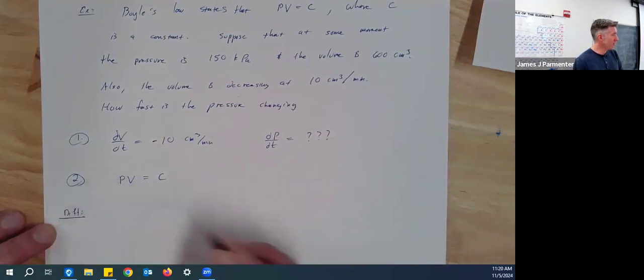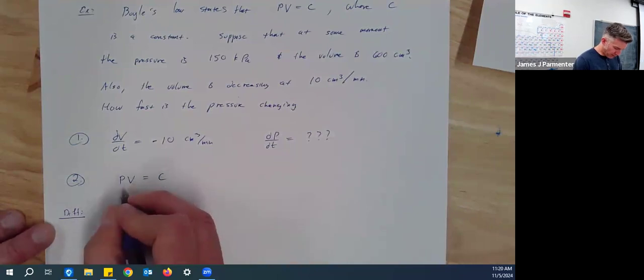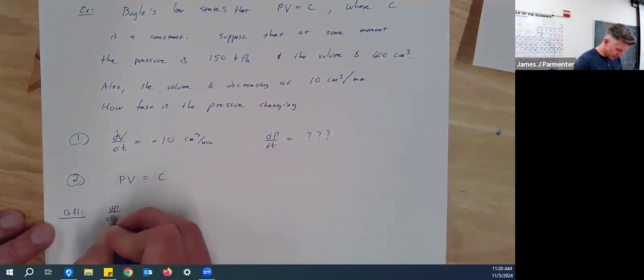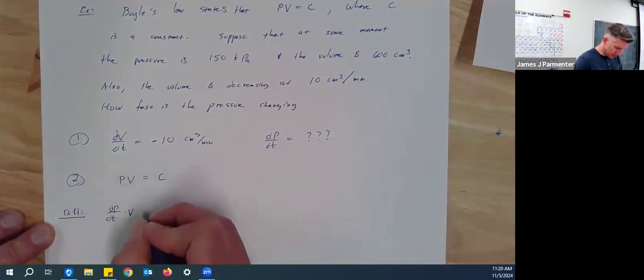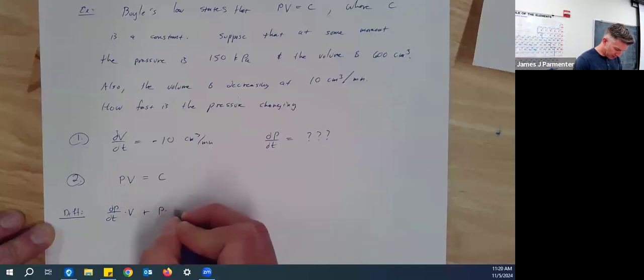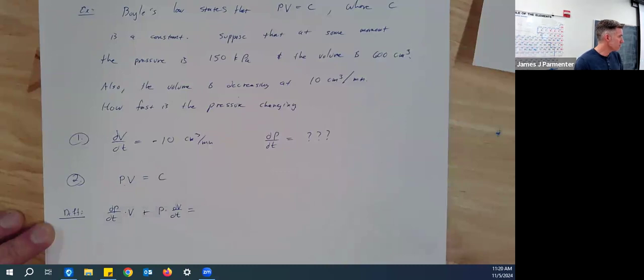You can either do this and say, great, I'm going to differentiate both sides. I'm going to use the product rule on the left. I'm going to take the derivative of P, so dP/dt, times the volume, plus you switch it up, P times dV/dt should equal the derivative of C.